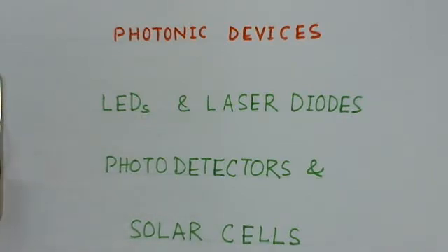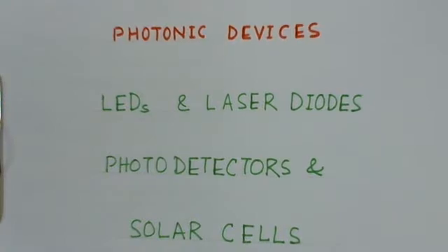The present video is the last video in the series of videos on diodes. This video is in the area of optoelectronic devices, which are also sometimes called photonic devices. Basically there are four groups of such devices which are being considered here.